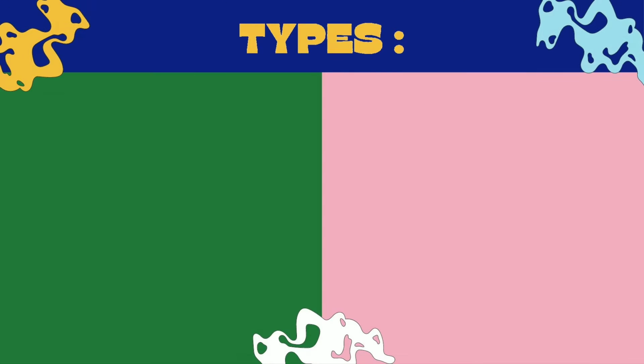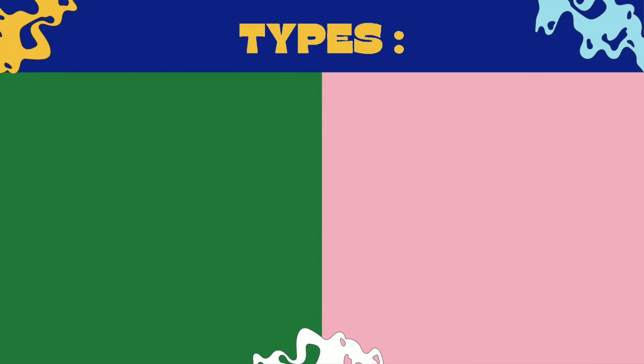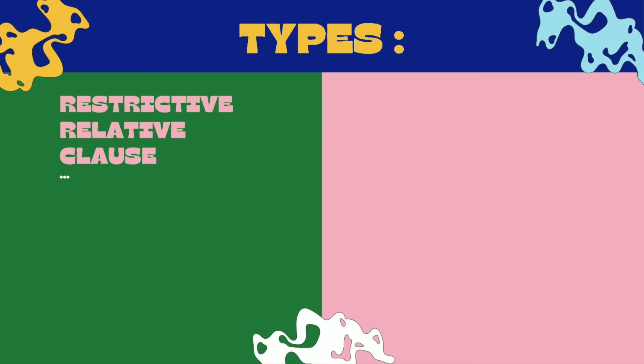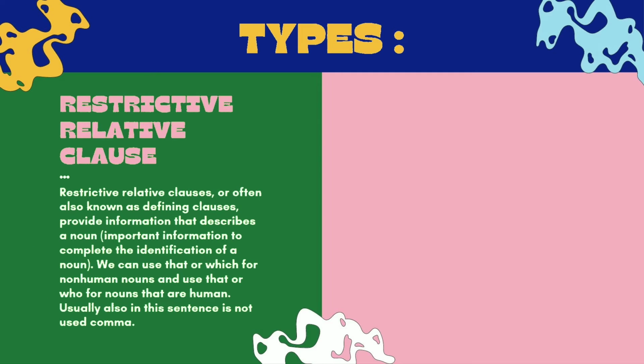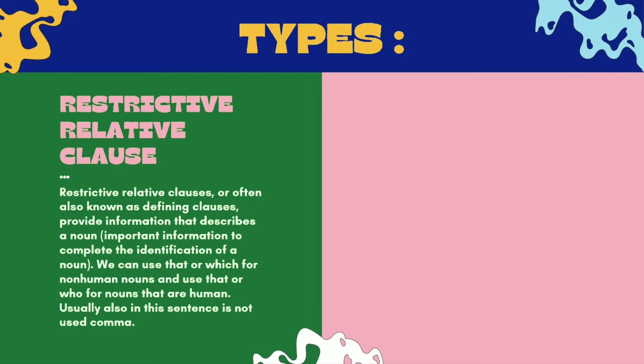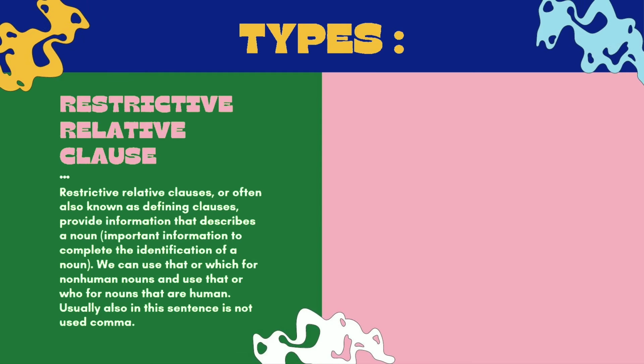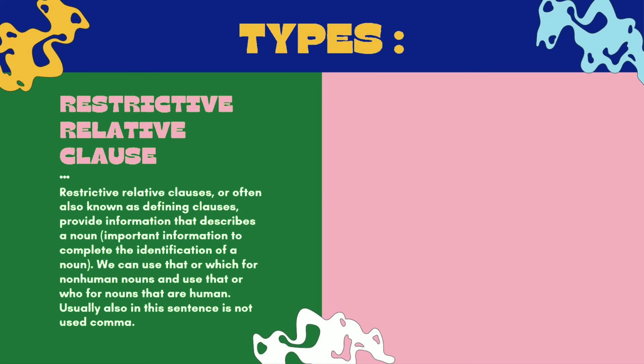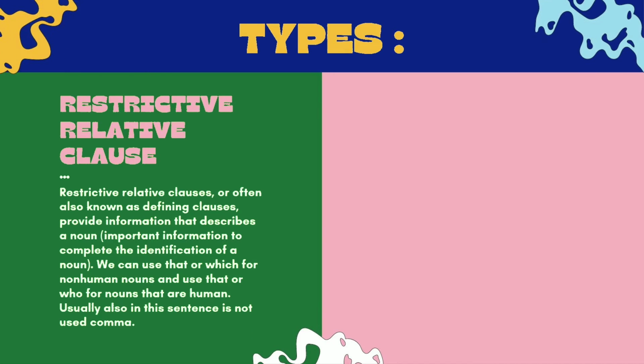There are two types of relative clauses. First, the restrictive relative clause. Restrictive relative clauses are often also known as defining clauses. They provide information that describes a noun, or important information to complete the identification of a noun. We can use that or which for non-human nouns and that or who for human nouns. Usually, commas are not used in this type of sentence.